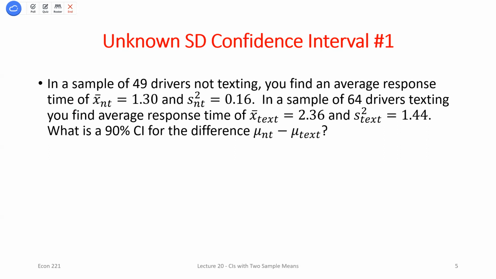So I've defined this as the difference between non-texters and texters. So my group 1 is these non-texters. So 1.3 minus 2.36, that's the sample difference I found. I don't know the t-value yet, but I know what the variance of each group is. So 0.16 over 49. And then the second group's sample variance over that group's sample size, 64 drivers, right?